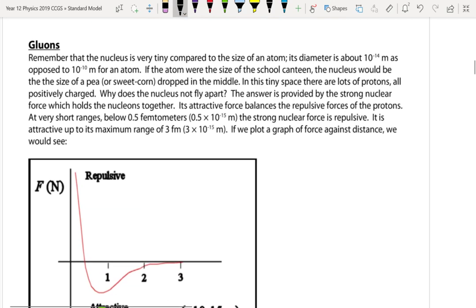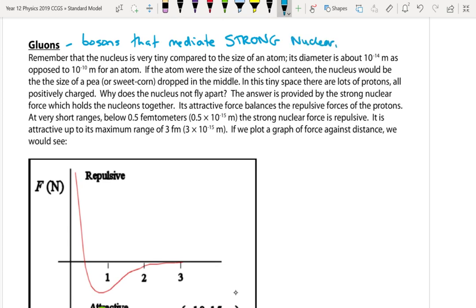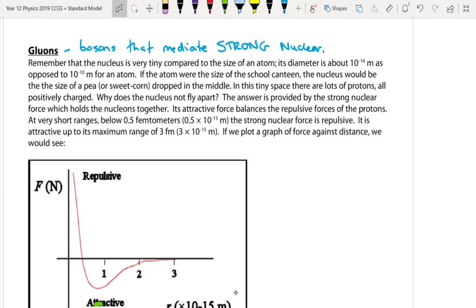Now, gluons. These are bosons. Let's just remind ourselves. Bosons that mediate strong nuclear. Okay? So, what was the Higgs boson? Ask Ben after class. As in Ben Beaton. Yes. So, I've added this. Let's just have a quick look.